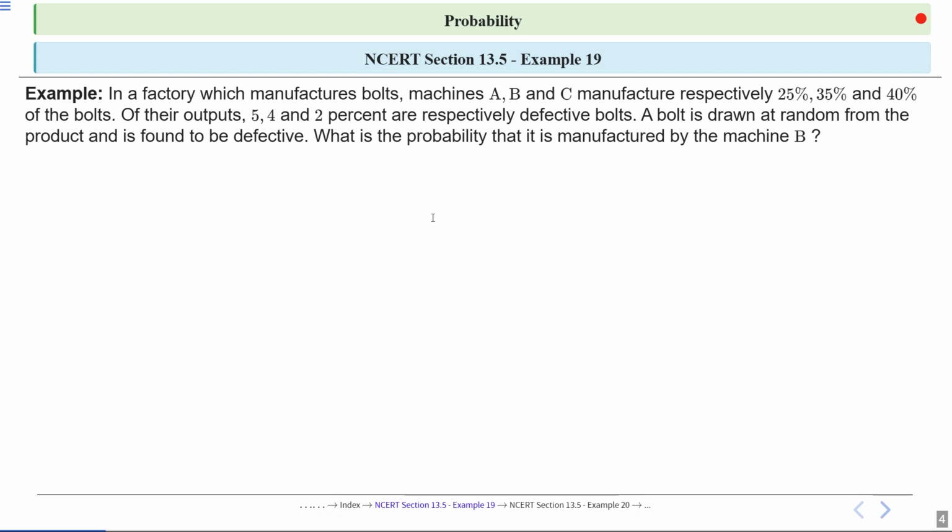In this example, we have three machines A, B and C and they make bolts. Machine A makes 25% of bolts, B makes 35% and C makes 40%. Of their bolts, 5%, 4% and 2% are defective respectively. A bolt is picked at random and found to be defective. We need to find the probability that this defective bolt was made by machine B. So first of all, try it yourself and then see the solution.